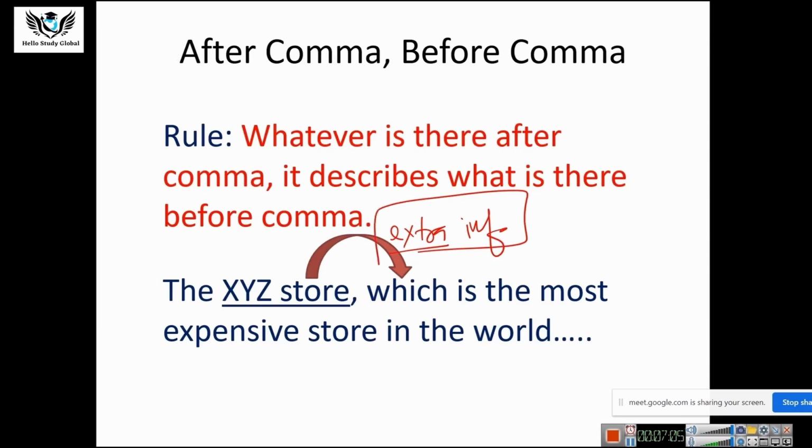So, XYZ store, and then extra information is being given after the comma. The XYZ store, which is the most expensive store in the world. So this second part is basically describing the first part, and in such scenarios generally you have a conjunction which connects with the first part, and here you have which, you could have who, when, where, all these WH conjunctions, comma and who, when, where, these conjunctions could be there.